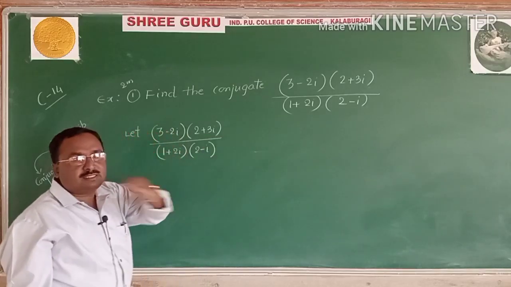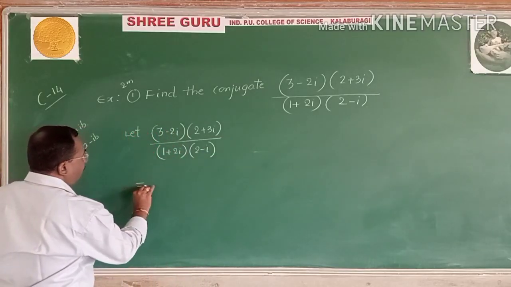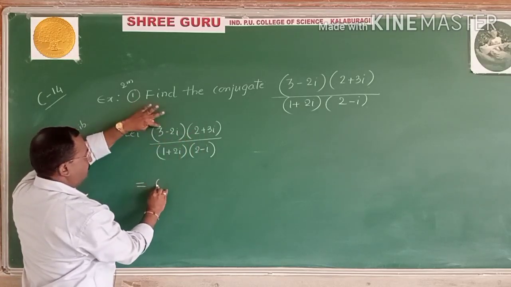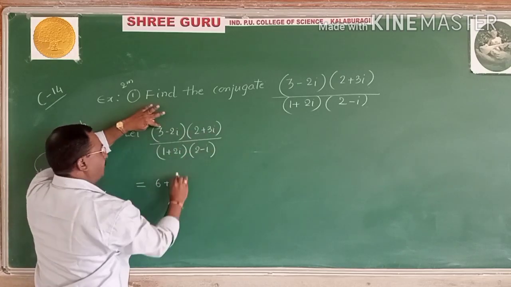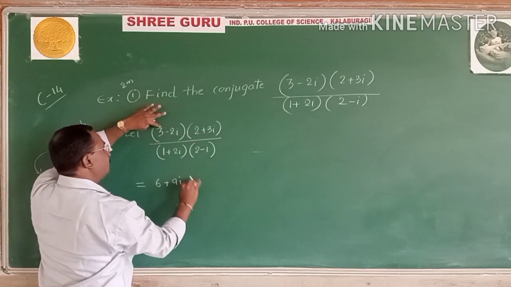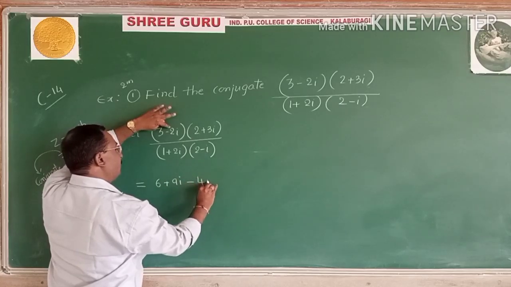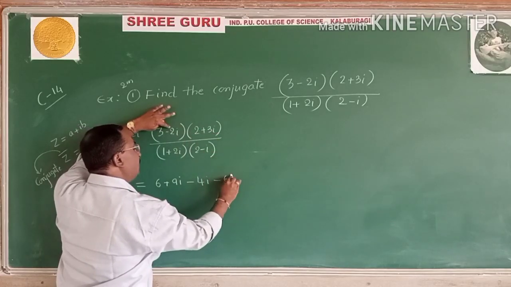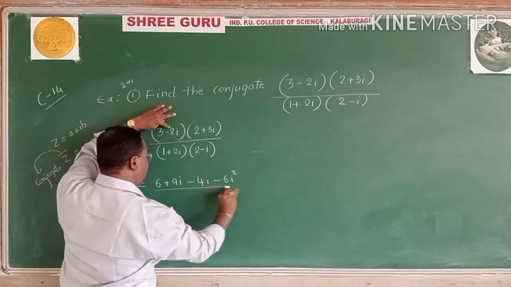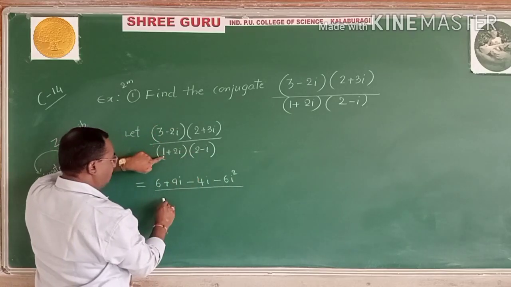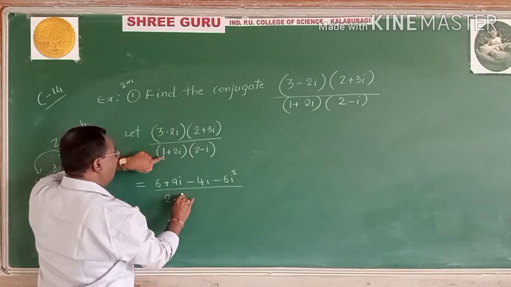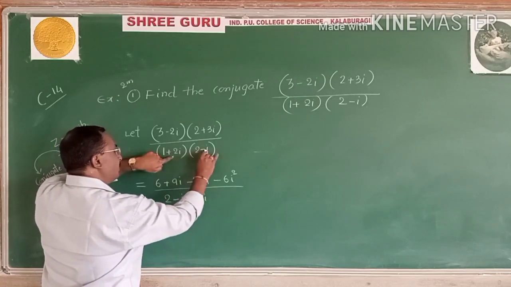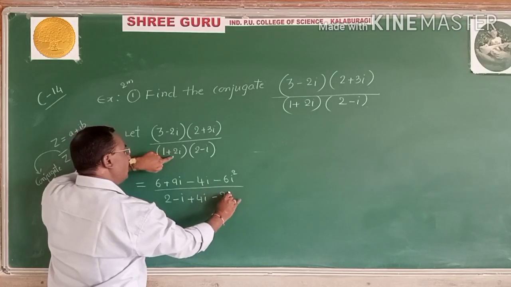This is incomplete, make it complete. Here, product of numerator, product of denominator. 3 2s are 6, plus 3 3s are 9i, minus 2 2s are 4i, minus 2 into 3 is 6 times i into i square, divided by 1 into 2, minus 1 into i, plus 2 into 2 is 4i, plus minus 2i into i square.